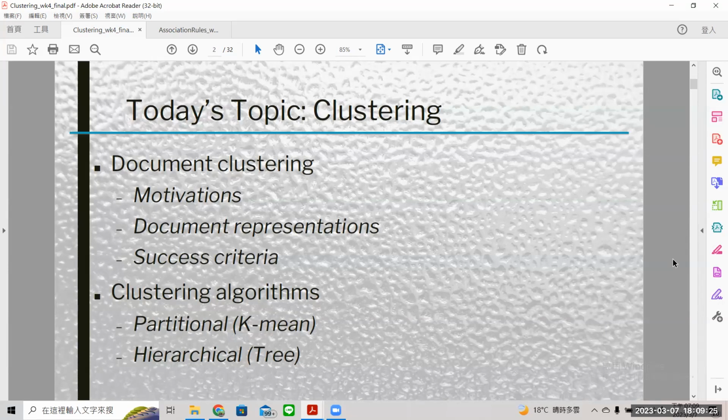Clustering, today we are talking about two models. One is K-means. The second one is hierarchical, which actually will be a tree type. At the same time, we also provide its corresponding algorithms.